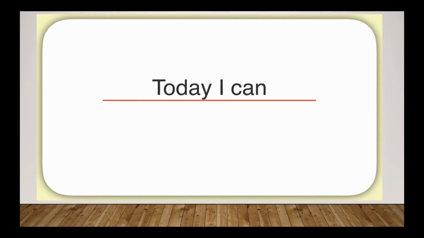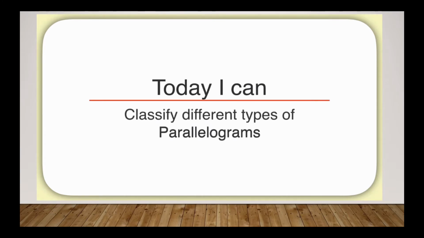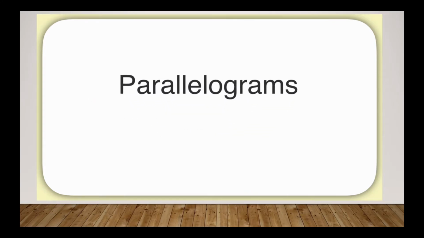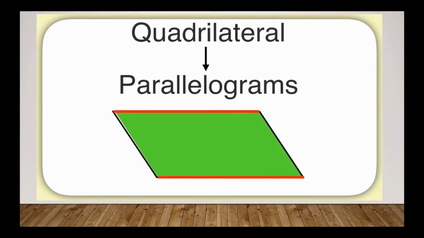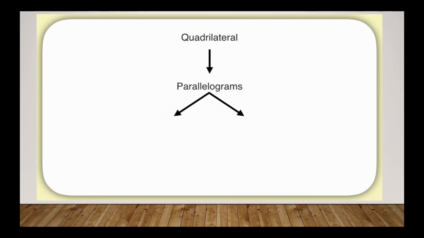Today we are learning how to classify different types of parallelograms. Parallelograms are a type of quadrilateral and they look like this. They have two sets of sides that are parallel to each other. But there are actually different types of parallelograms. Sometimes a parallelogram can be called a rhombus or sometimes a rectangle.